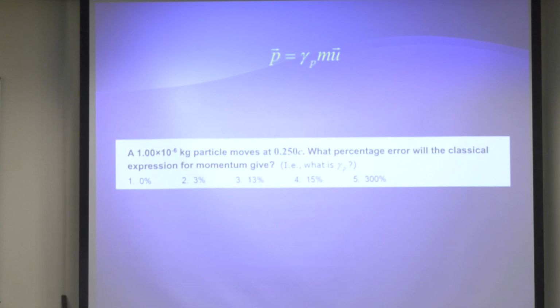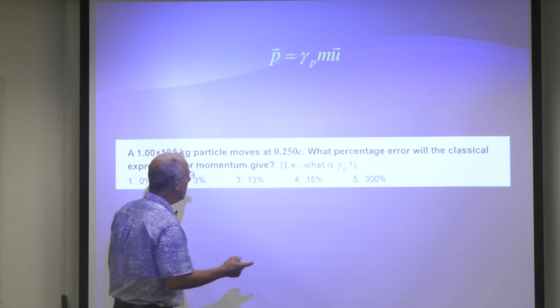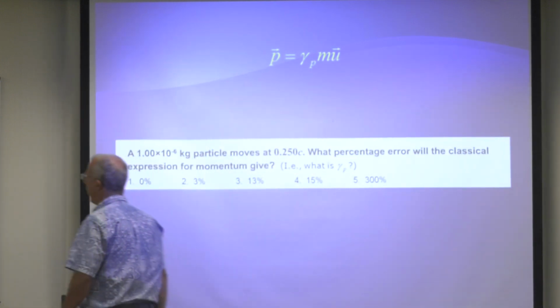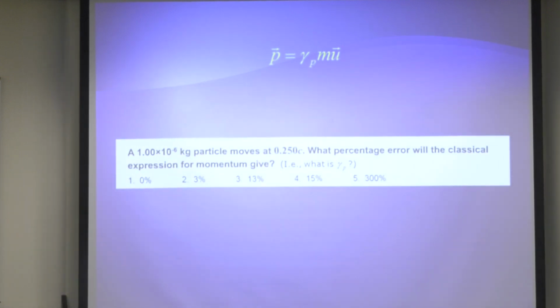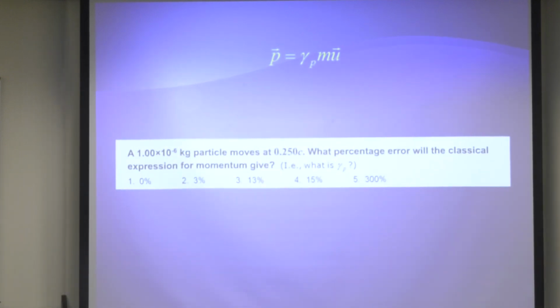Okay, so hopefully you've done it. The only difference is you care about the speed of the particle. So gamma p is 1 minus beta p squared to the minus 1/2 power. What's beta p? It's the speed of the particle, 0.25 c. So that means beta is 0.25. So 1 minus 0.25 squared to the minus 1/2 power, and I promise you, you do that, you get 1.03. Okay? So it's a 3% difference, right? 3% difference.